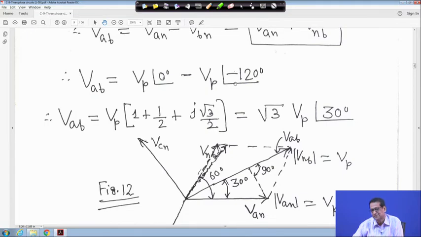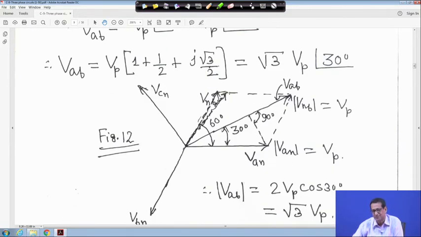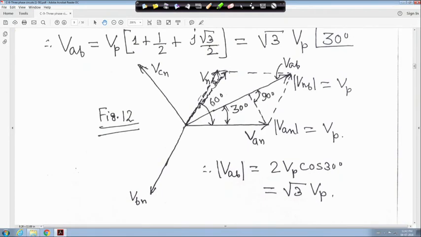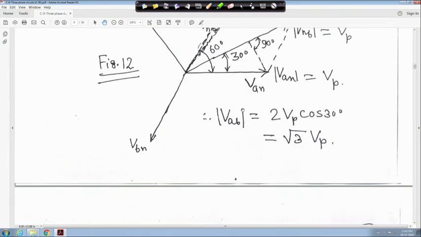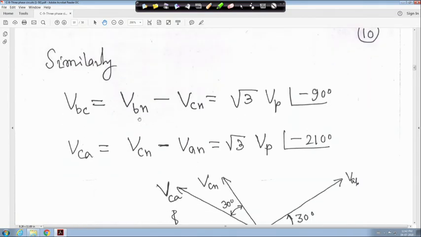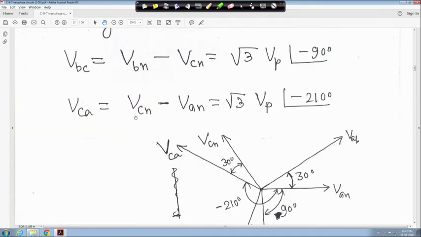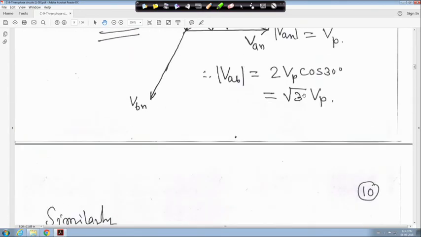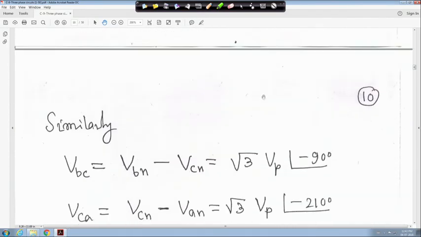This is using the phasor relationship, and this is from the phasor diagram. Both are the same, right? All angles are marked. All angles here are 60 degrees marked, so this is your 30. This is understandable from simple geometry. Similarly, VBC is VBN minus VCN, which gives root 3 VP angle minus 90 degrees. Similarly VCA is equal to VCN minus VAN, and you will get root 3 VP angle minus 210 degrees. I showed one for you; the other two you please do following the same thing.